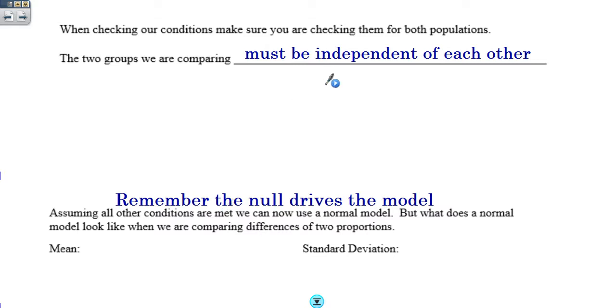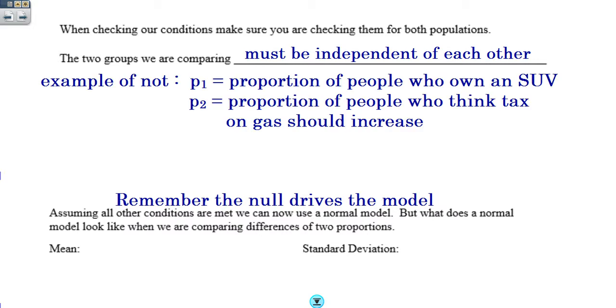I wanted to show you an example of what it would look like if two groups weren't independent. Here's an example of where it wouldn't be independent, and that might be something to raise suspicion if a condition's not met. So if one of our groups was the proportion of people who own an SUV versus the proportion of people who think that a tax on gas should increase. Hopefully it's a known fact that SUVs tend to use more gasoline than most other vehicles. And so those kinds of groups would not necessarily be independent of each other.